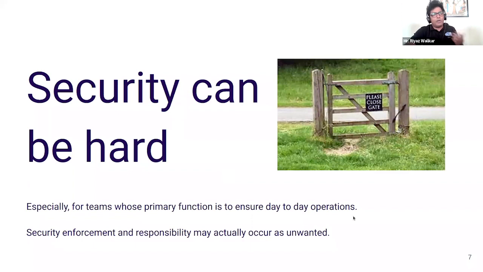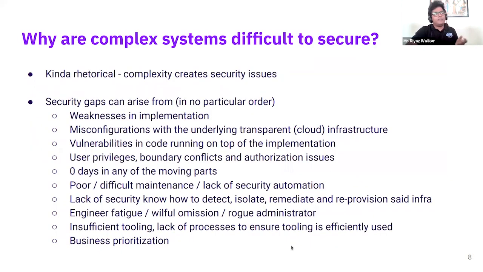And it's understandable. Security can be hard, especially for teams whose primary function is to ensure day-to-day operations. Security enforcement and responsibility can occur as unwanted, and infra folks and dev folks would want to stay away from a security incident or event. While they understand the importance of security, the headache, or rather the time it takes away from conducting your primary business operations, may act as a deterrent. So why are complex systems difficult to secure?